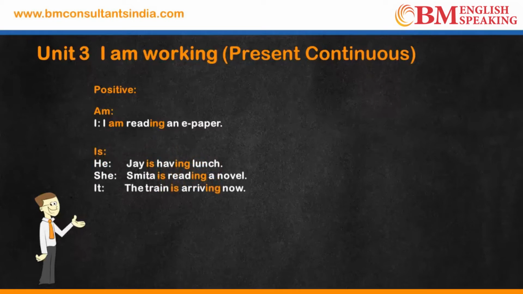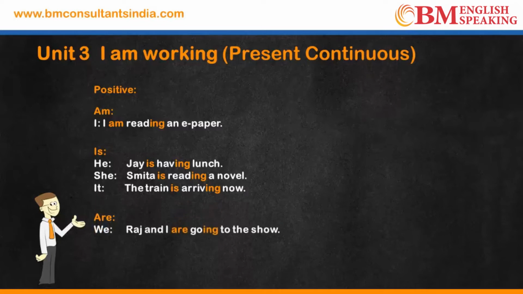Jay is having lunch. He is having lunch. She is reading a novel. Smita is reading a novel. The train is arriving now. It is arriving now. You notice that we use am or is and we'll see are plus verb with an ing.